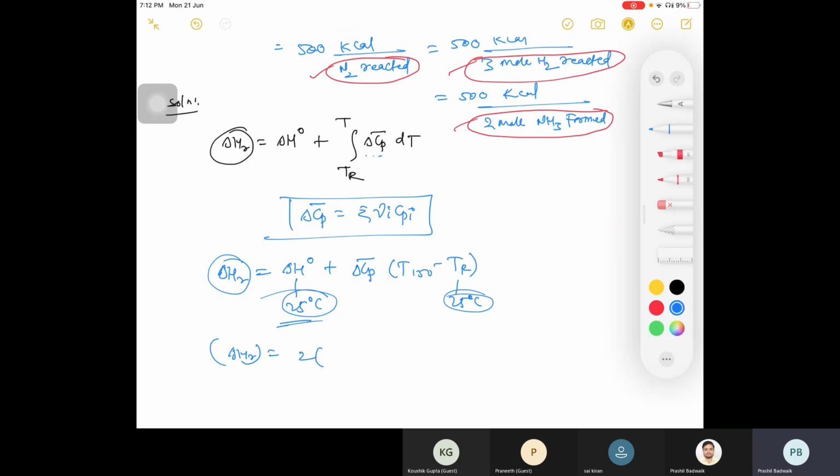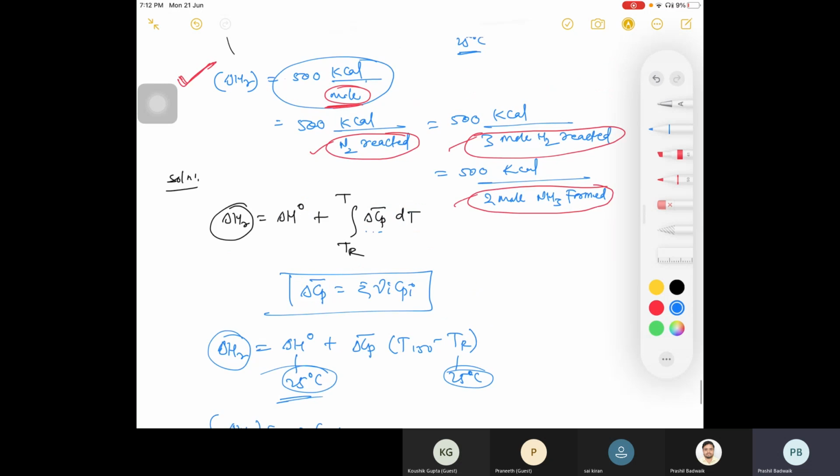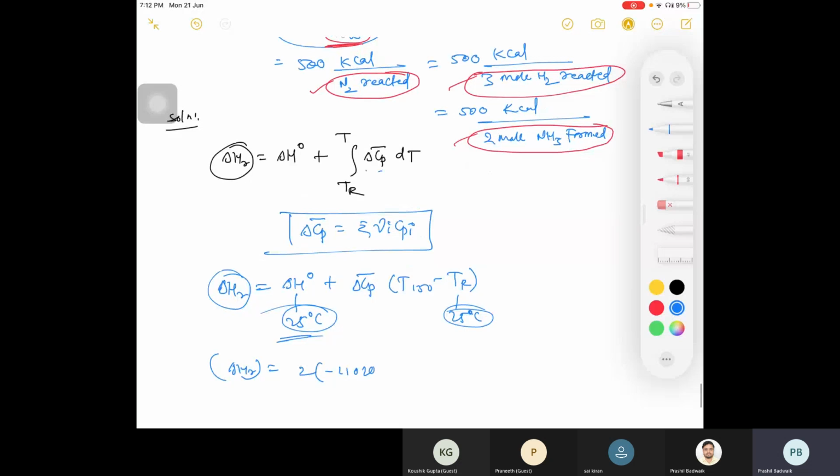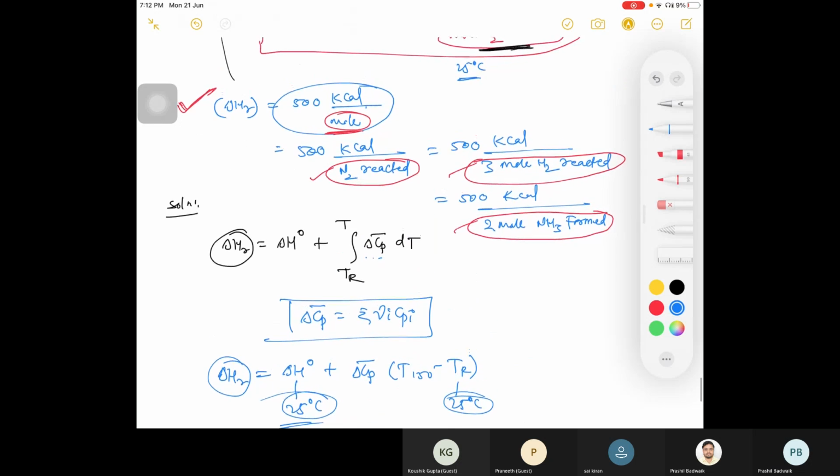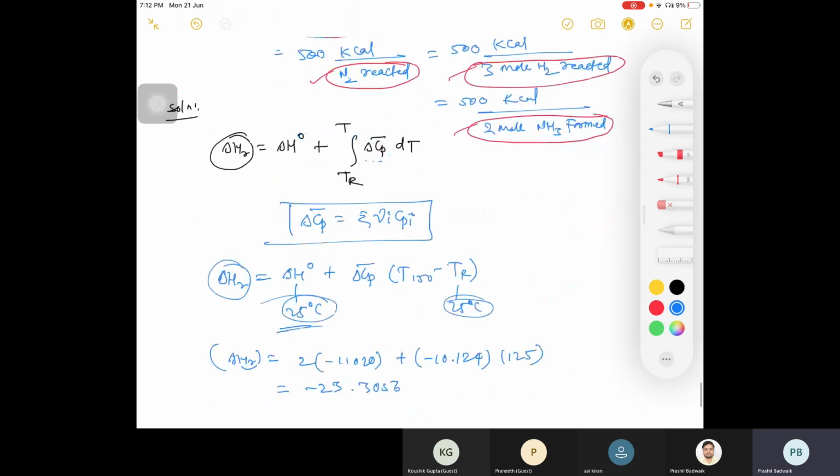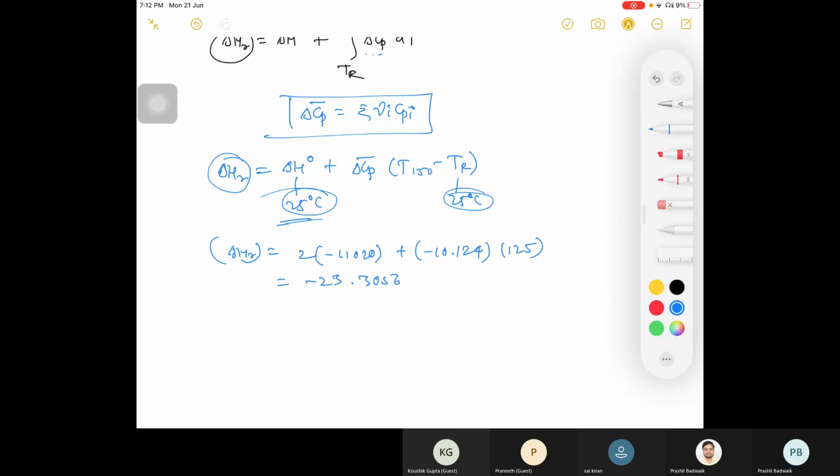So delta H reaction is equal to 2 times minus 11,020 plus your Cp is this and this is your 125, right? So this is your final answer, that is 23.3056. Kilocalorie or calorie? Calorie. Per mole N2 reacted, right?